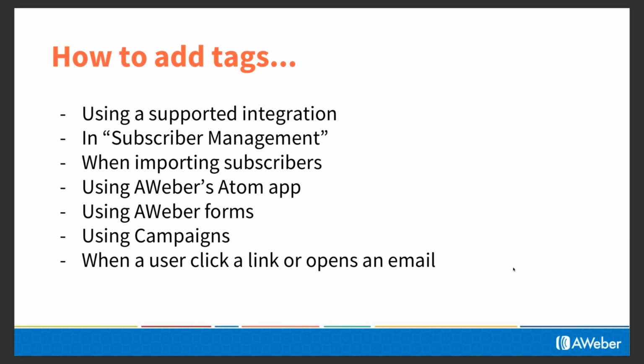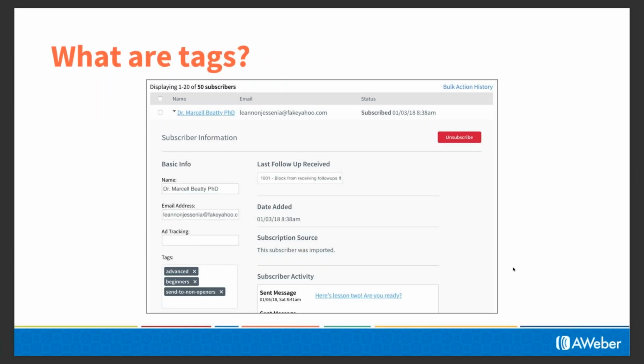Number one is you can use a supported integration. Many of our integrations support tags. I'm going to go through a couple of them, but Sumo, which is a web form application, LeadPages, and Unbounce, a lot of these support tags. And Zapier is another great integration that connects with hundreds of apps. These support the ability to tag your subscribers as they're added to your account. In subscriber management, which I just showed, you're able to go in and manually add and remove tags.